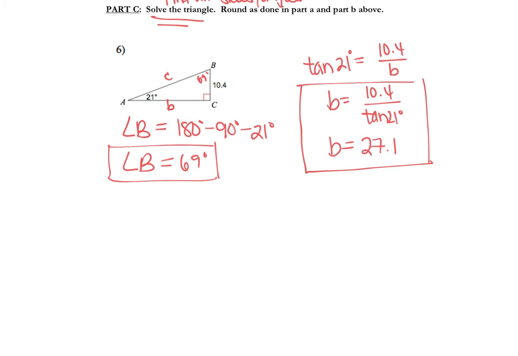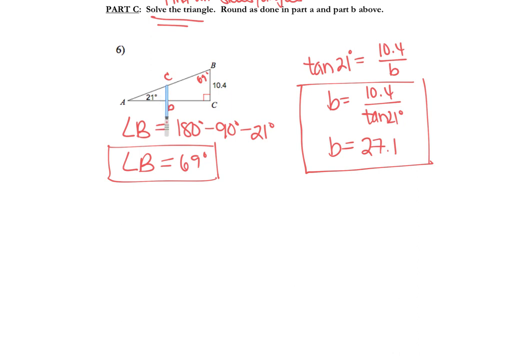My other missing side is side C. Now, one thing to point out, I cannot use this side B that I just found to find side C. This is not original information. It was found and then I had to round it. So any rounded information I don't want to use to find a missing side or angle.